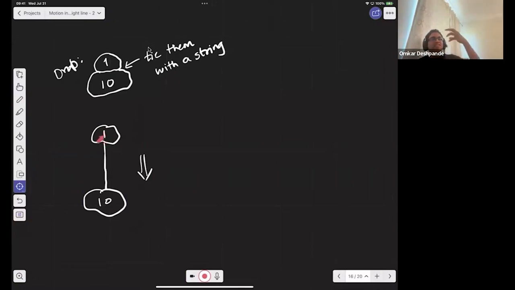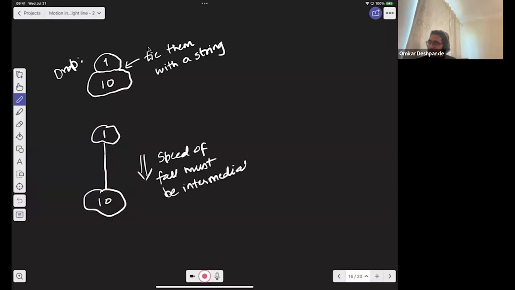And the 1 kilogram mass is trying to fall slower than the 10 kilogram mass. So it's going to try to pull the 10 kilogram mass slightly upward so that it falls with a somewhat lower speed than its natural speed. So according to Galileo, the speed of fall must be intermediate between the natural speed of the 1 kilogram mass and the 10 kilogram mass, right?